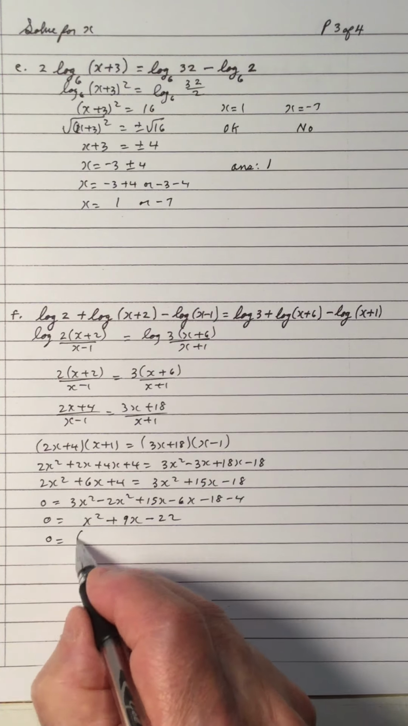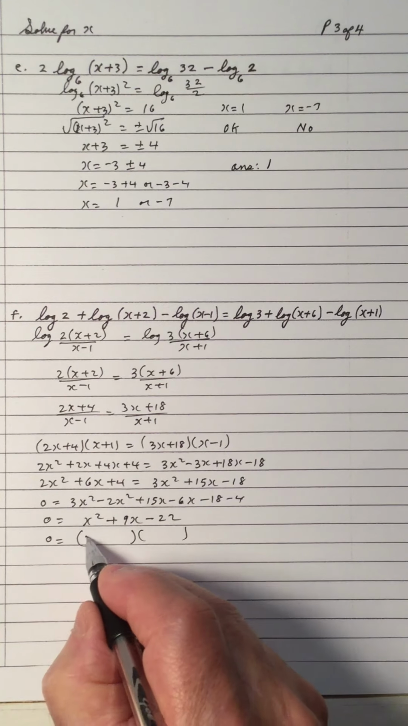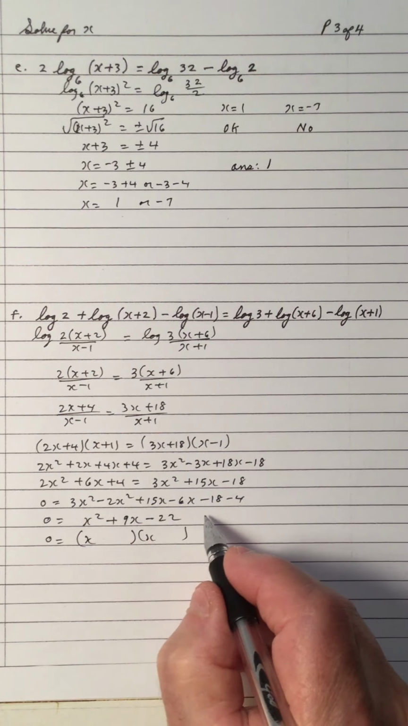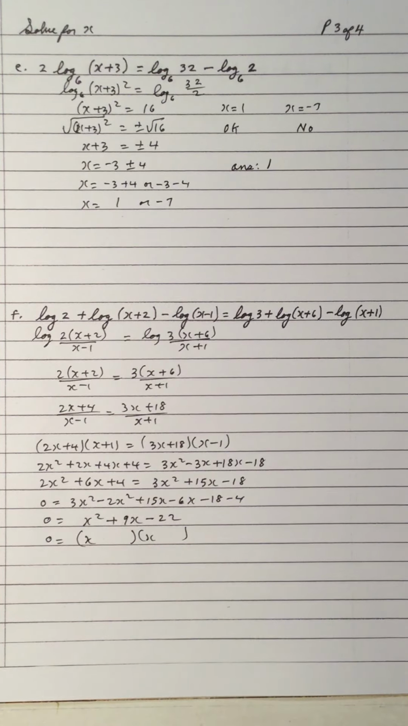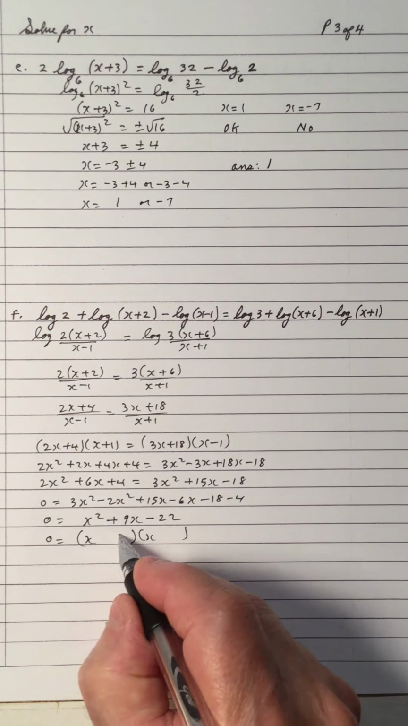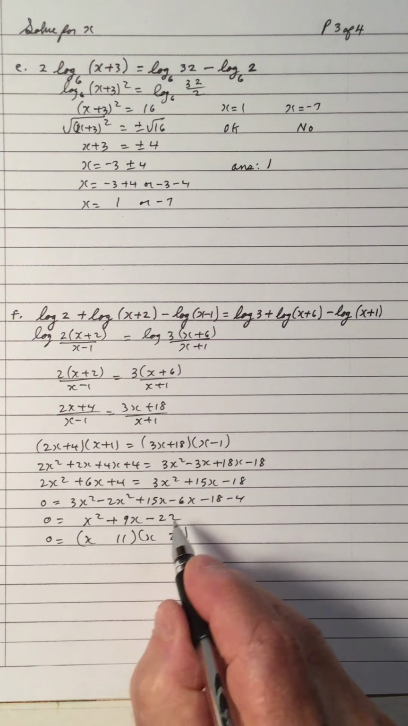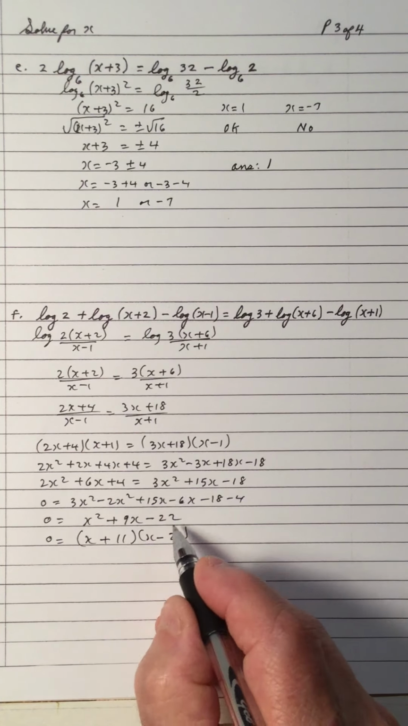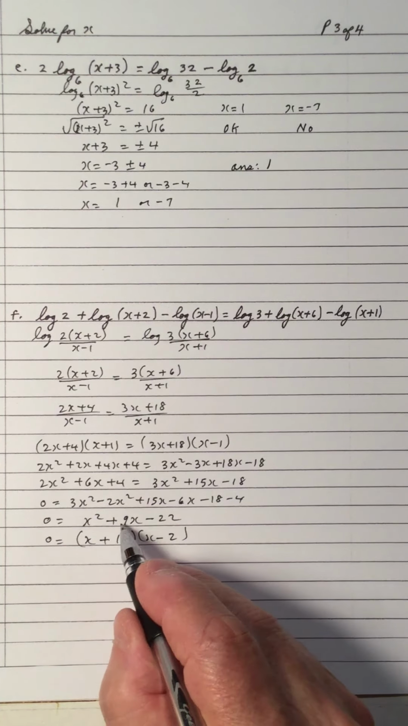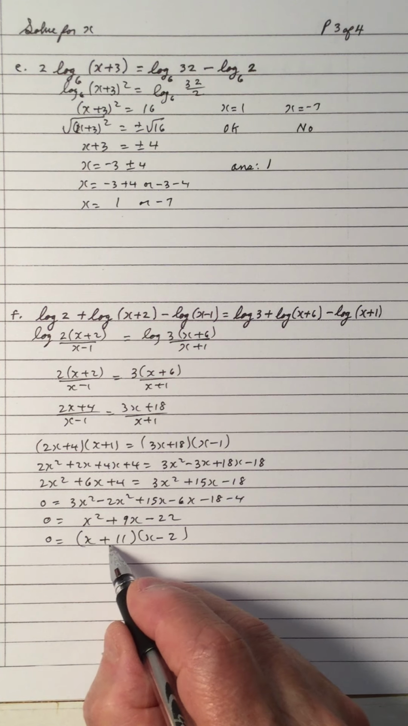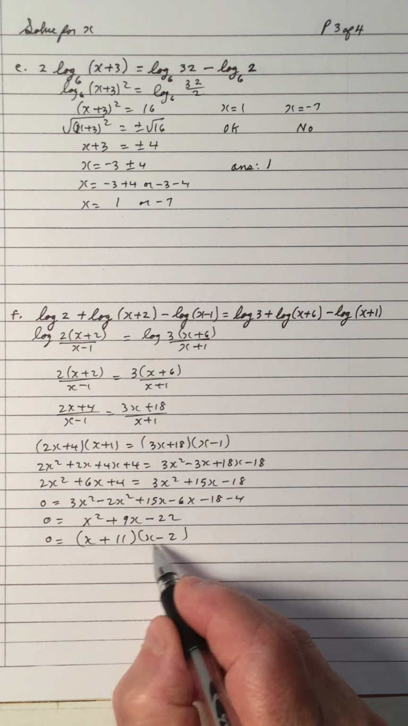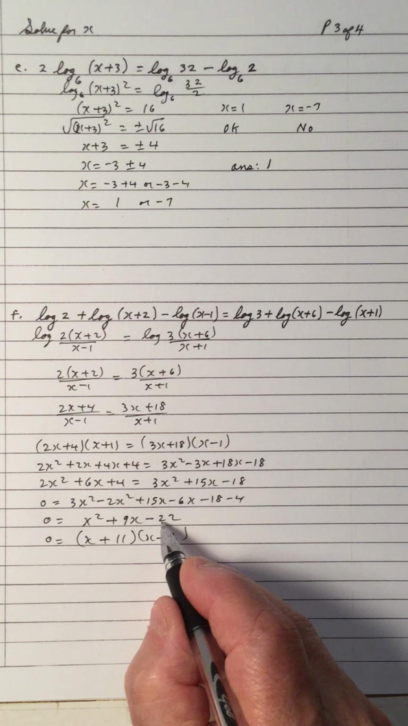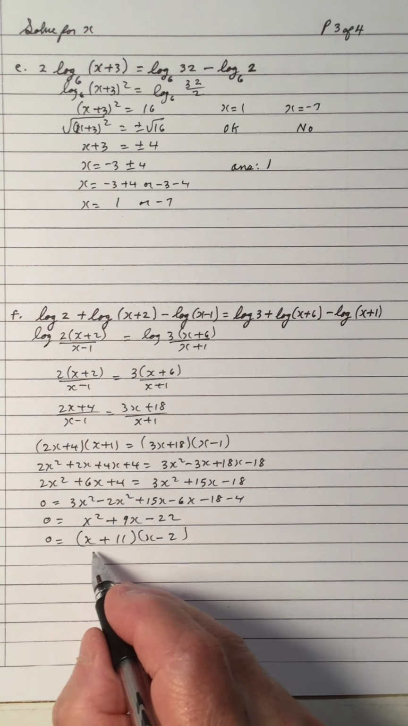So this is a quadratic, which is factorable. This is x times x. Factors of 22 are 22 and 1, or 11 and 2. Looks like 11 and 2 will give me a 9. The product is negative, so I have a plus 9 minus 2. The product is negative, the sum is positive. So plus 11 minus 2: when you multiply, gives you negative 22. When you add, gives you 9.